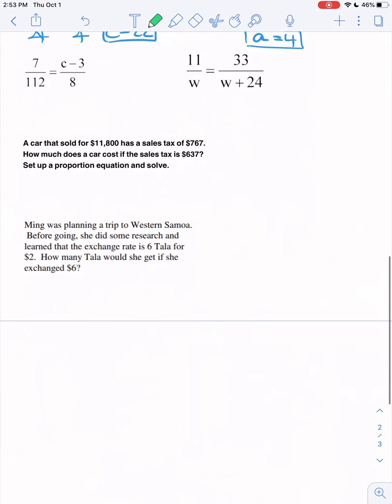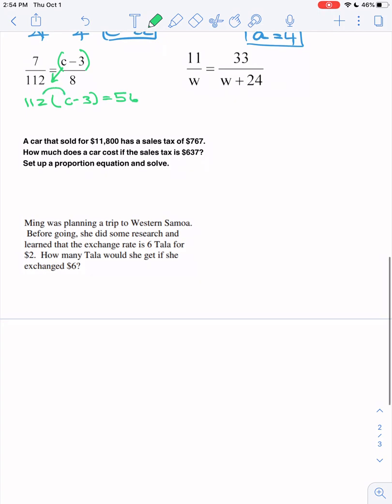So now we have an expression, c minus 3. I usually put parentheses around any expression just to remind myself I'm going to need to distribute when I cross multiply. So I have 112 times the quantity c minus 3 equals 7 times 8, or 56. Let's distribute that 112. 112 times 3 gives us 336.